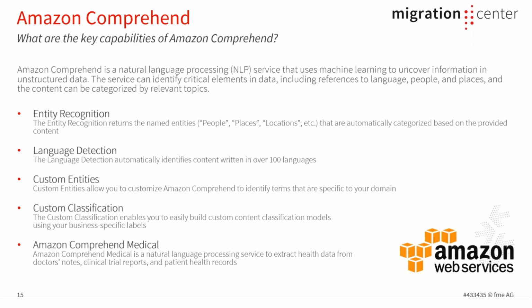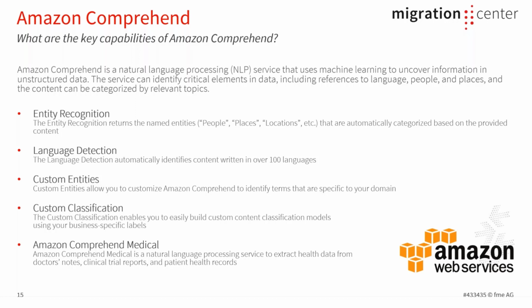The same is for the custom classification. Custom classification enables you to build your own custom content classification model by using your business-specific labels. I will show you how that works later on within the demo, because we prepared a couple of scenarios here. We used the entity recognition in the demo, we used the language detection, and we also used the custom classification to create specific labels for specific FME purposes.